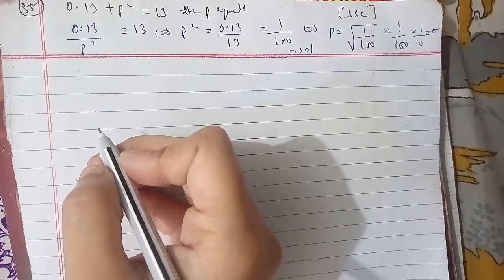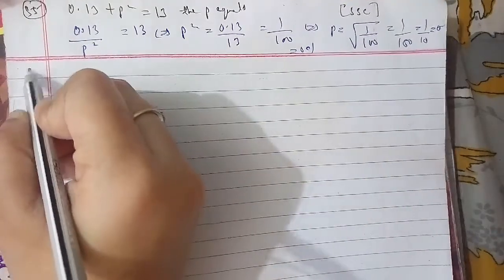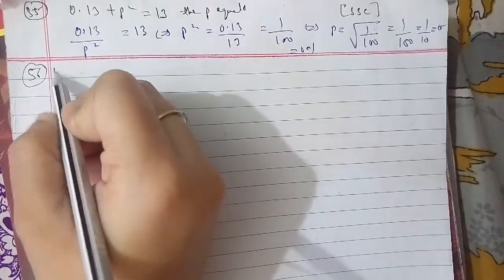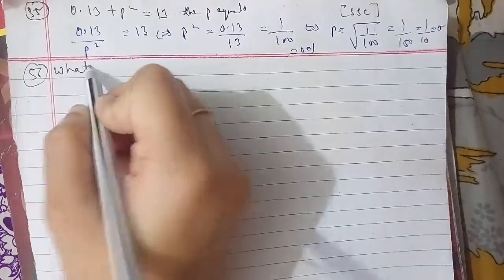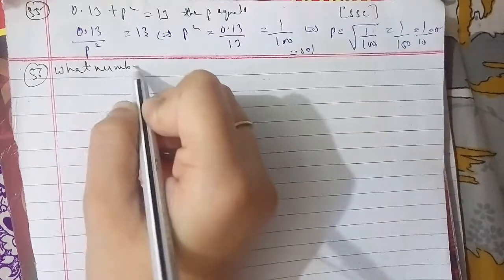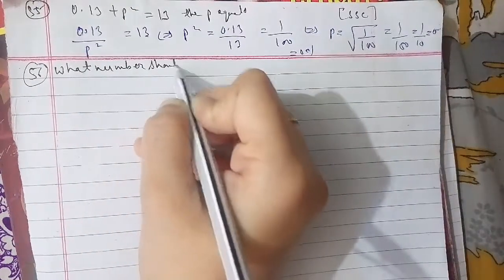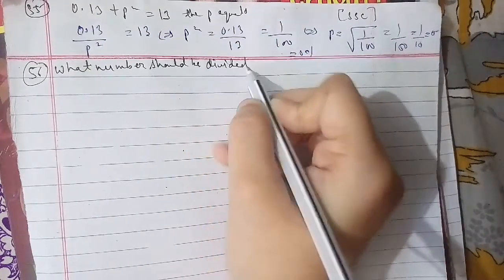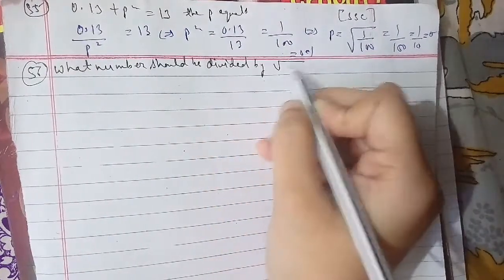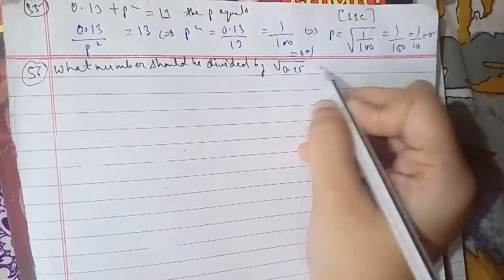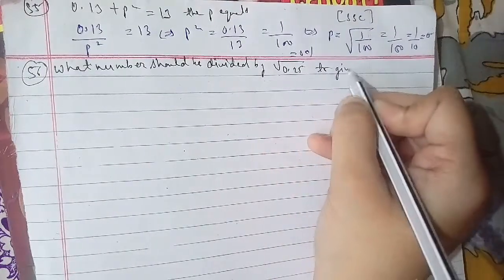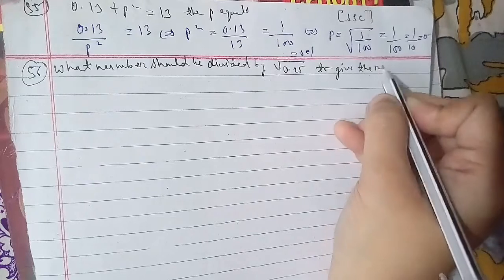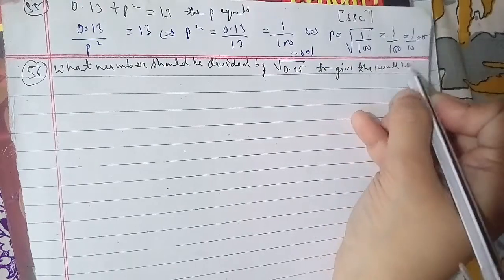by under root 0.25 to give the result 25? This has been asked in your CBI examination paper as well, and the options we have are 12.5, 25, 50 and 125, and we have to talk about it as well. So for the same sake, we'll solve it out and let the required number be x.